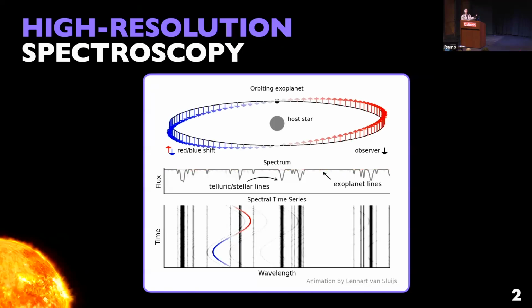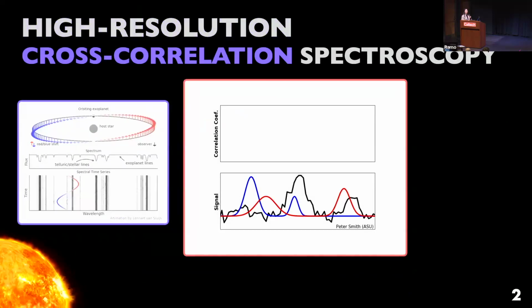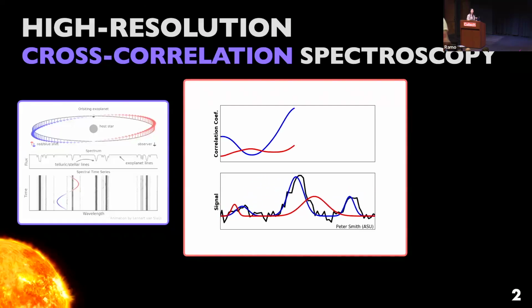In reality, it doesn't look anything like that. The stellar contributions and the telluric contributions dominate, and once we've removed them, the job is then to try and bring out the planet signal from underneath the noise. The way that we do that is by forward modeling what we think the planet atmosphere contains, and then shifting that forward model across the data for a range of velocity solutions, obtaining a cross-correlation function.